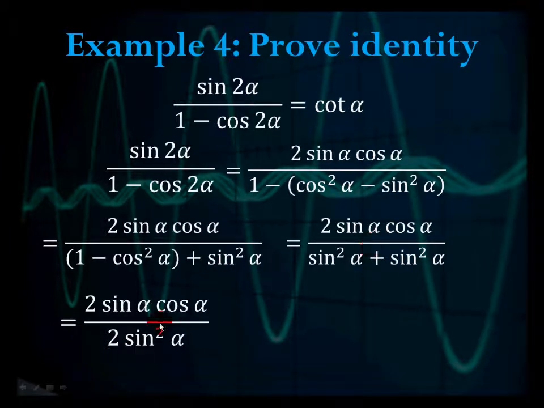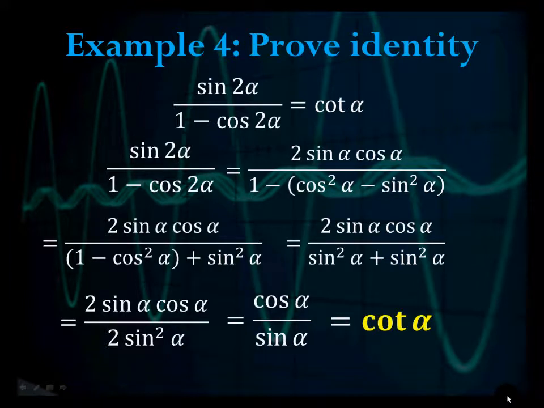2 sine squared alpha cosine alpha over 2 sine squared alpha, that takes care of the 2's. That also takes care of one of the sines in the numerator. So you are left with cosine alpha over sine alpha, which, remarkably enough, is the cotangent of alpha.